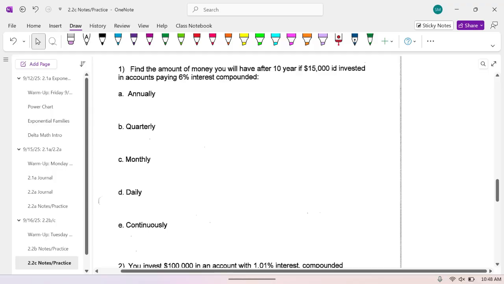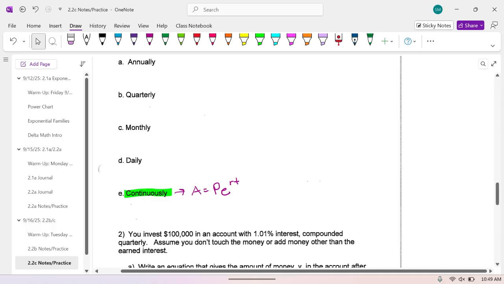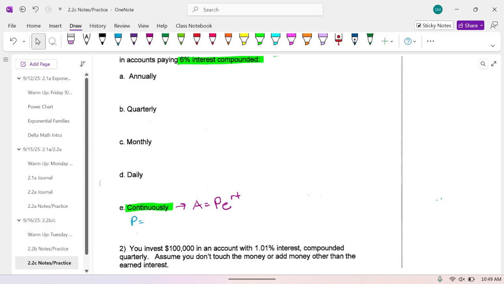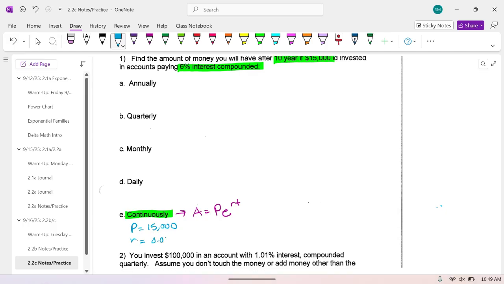Look at number 1 on the next page, letter D. After 10 years, 15,000 invested in your account at 6% compounded continuously. Whenever you see the words compounded continuously, so it doesn't say compounded annually, daily, monthly, whatever, you use this formula: A equals P times E raised to the RT. What would be my P value in this case? What did they invest initially? $15,000. What's my rate as a decimal? 0.06. Now, my time in this case is what? How many years did they say passed? 10.